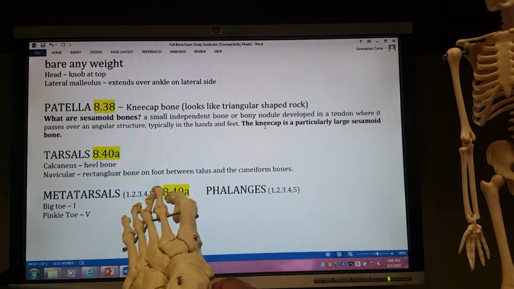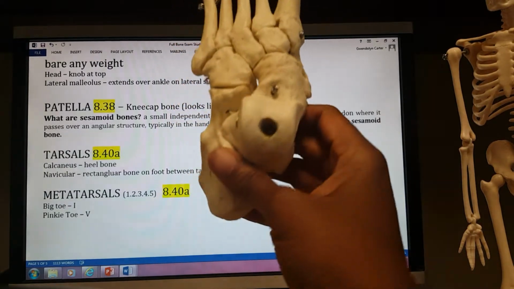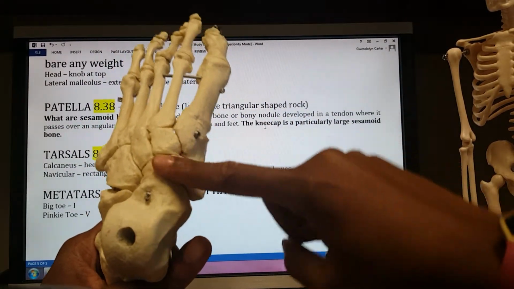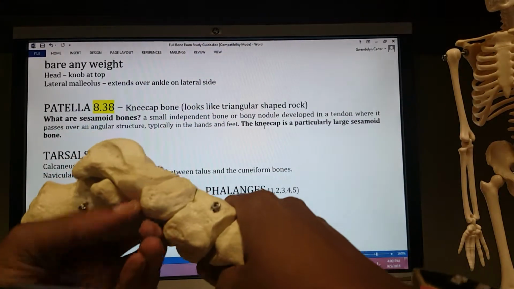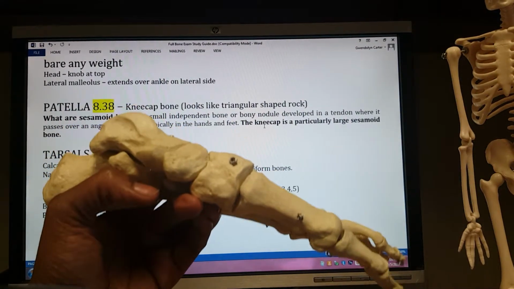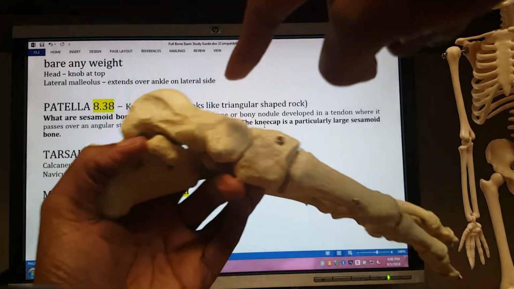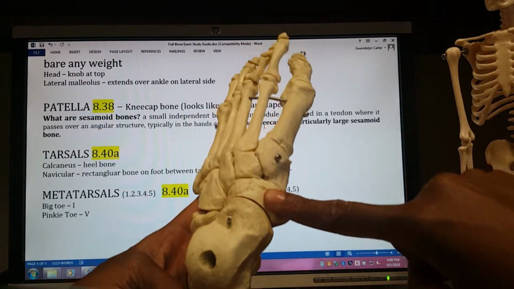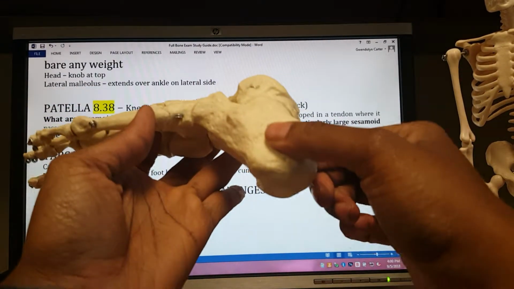Your navicular is a more rectangular shaped bone. You don't have to know the difference between the talus or the cuneiform bones. But here's your talus, here's your cuneiform. So it's this one right here. Your talus is the one that's actually going to make your ankle joint and is, in a sense, the top of your foot. So we're just looking at the bone that's right in front of it. So there's your navicular. Calcaneus is your big heel bone.